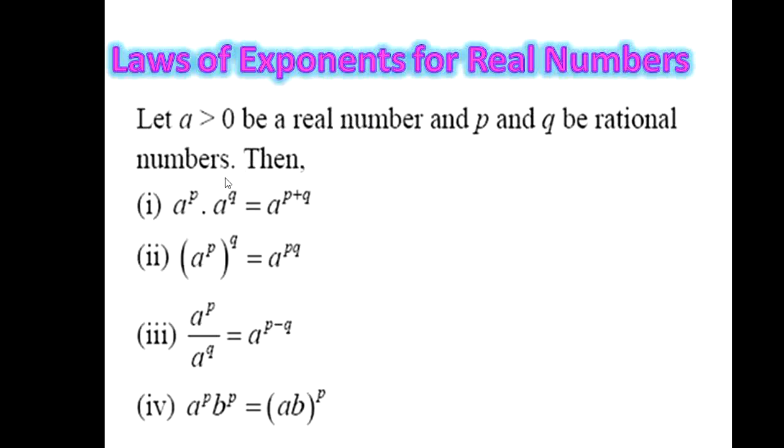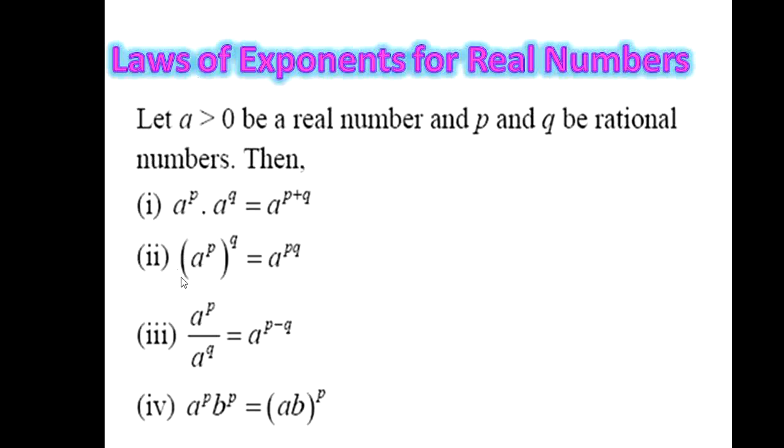Okay, so a to the power of p into a to the power of q, you will get the answer as a to the power of p plus q. Suppose a is any number like 2 to the power of 2 and 2 to the power of 3, you can write it as 2 to the power of 2 plus 3, equal to 5. Okay, so this is the first law of exponent.